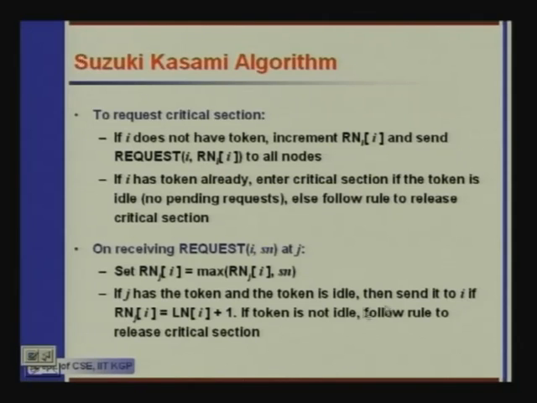All this if the token was idle, meaning that it did not have any other pending requests in its queue. Now, if there were other pending requests in the queue, then it is not necessary that we send it to i, we can send it to somebody who has made a request earlier, alright. So, if the token is not idle, then we will follow the rule to release the critical section. Again we will see what those rules are.